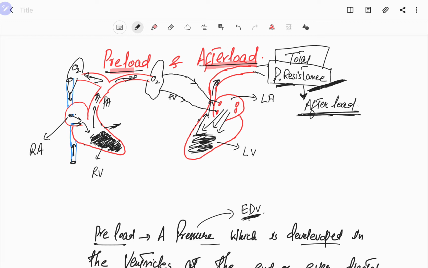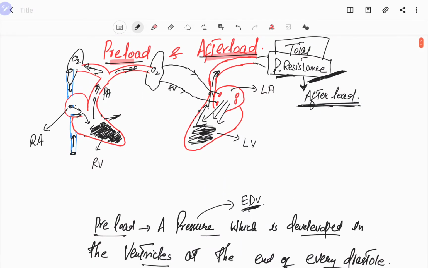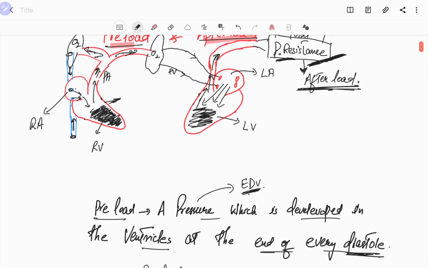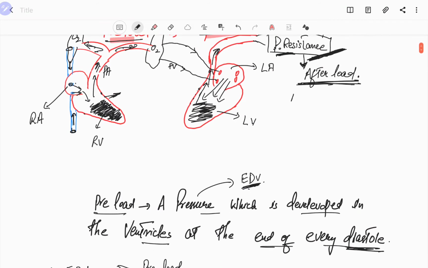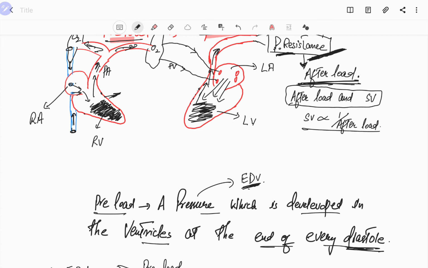So this is the simplest definition that I have told you, that I have made you understand, what is preload and what is afterload. So here I will also draw a relation between afterload and stroke volume. Here, stroke volume is inversely proportional to afterload. Here I will make you understand this.